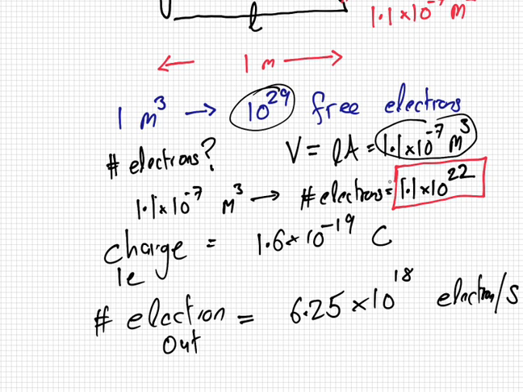Now let's take another example. Suppose I had 6.25 times 10 to the 18 electrons coming out per second, and inside of it I had 6.25 times 10 to the 18 electrons. So that means all the electrons inside of it are coming out in 1 second. And if it's 1 meter long, how fast do you think the electrons are moving? 1 meter per second.